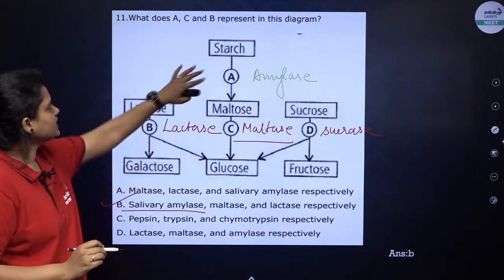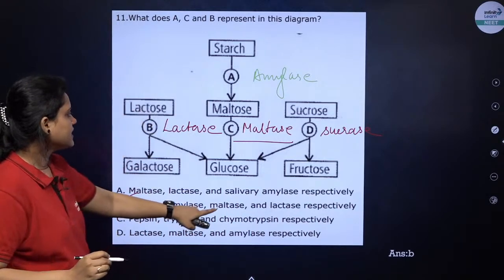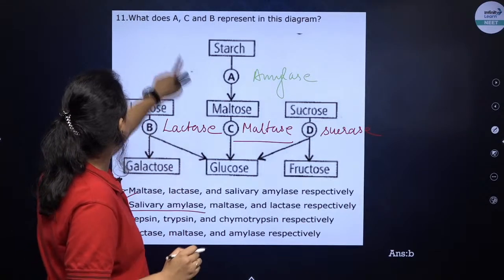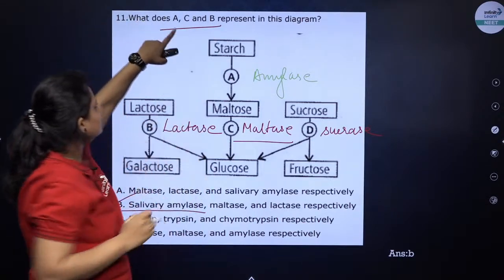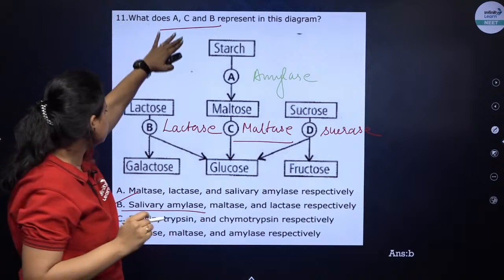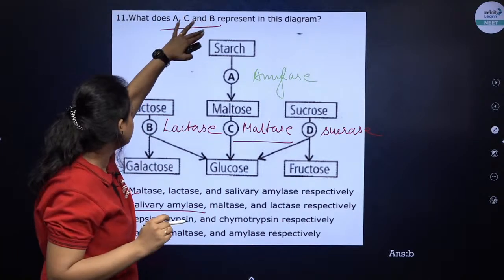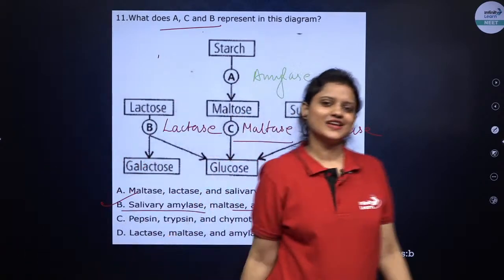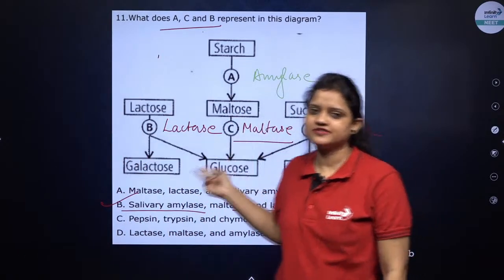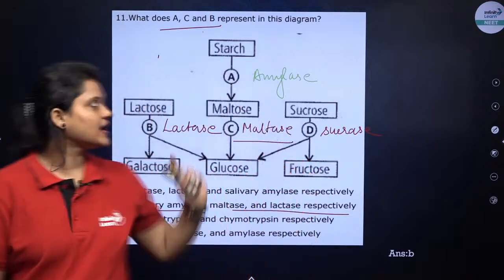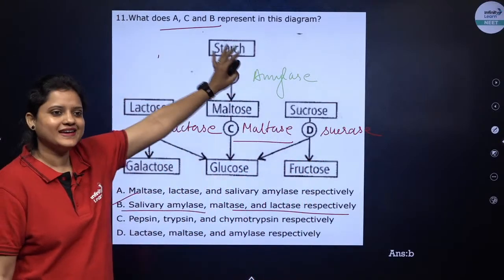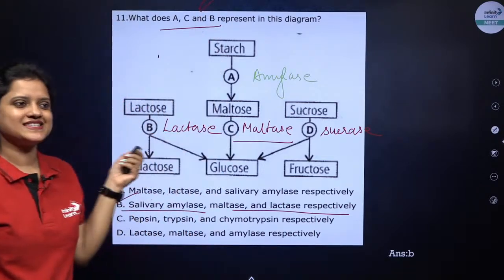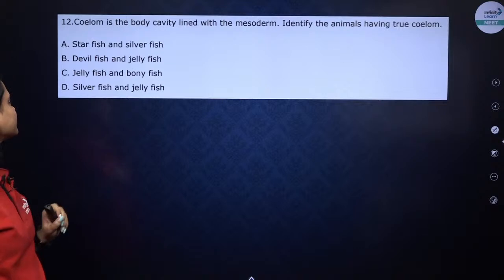B, salivary amylase. Then we have maltase. One second. And they are talking about A, C and B. So yes, A is salivary amylase, C is maltase and B is lactase. So the correct option will be B. Okay? Shiv Kanya, correct option will be B here, because they are asking about A, C and B. Remember to pay attention to this sequence. Chalo, next question.